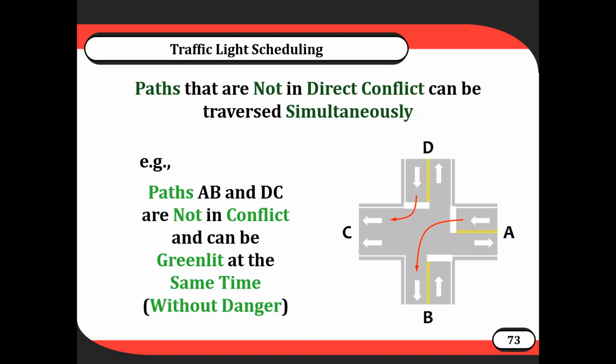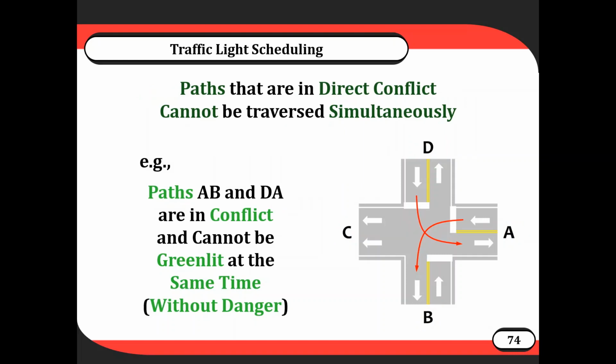So now our schedule, we have to take into consideration how we're going to schedule this. What we want to do is green light paths at the same time that aren't in conflict with each other. For instance, the path from A to B and the path from D to C can both be lit green at the same time, and there's no danger of them colliding.